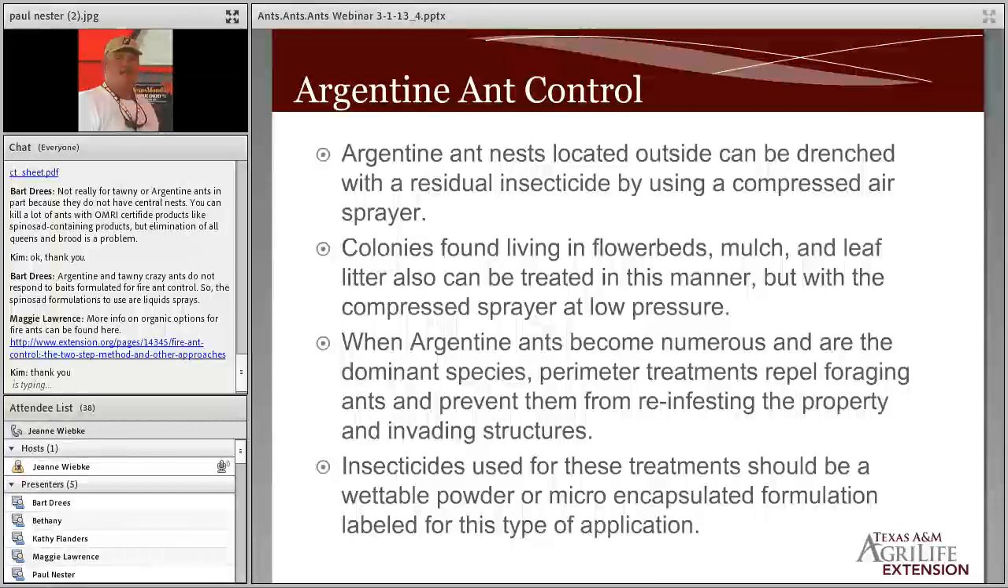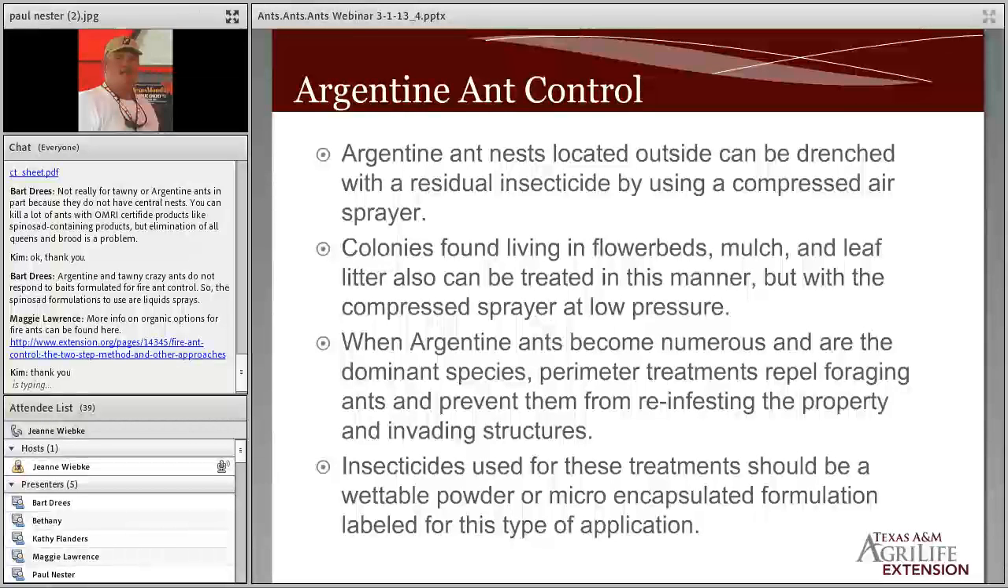Of course, colonies found in flower beds, mulch, and leaf litter can be treated, but you need to use a low pressure. You just don't want to spray and disperse the mulch and all the leaf litter. So you want to use a low pressure, but a good general broad spectrum insecticide. Some that come to mind are synthetic pyrethroids, such as bifenthrin and lambda-cyhalothrin, and some of those can work real well with controlling this ant.